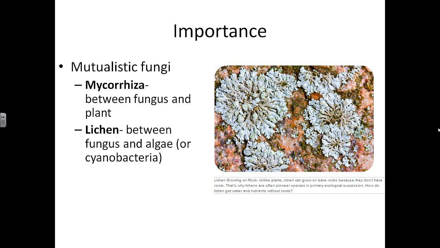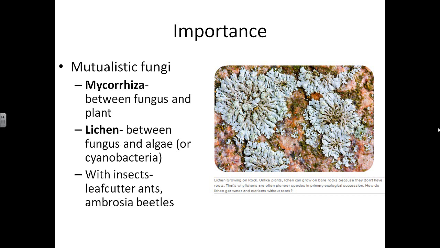If you want to know more about these relationships and who benefits, well, they both benefit because it's mutualistic, but why they benefit, just Google it, take a look. There are other types of mutualistic relationships between leafcutter ants, ambrosia beetles. Again, if you want to know how a fungus can help a leafcutter ant, Google it. Just open up a new window, search it.